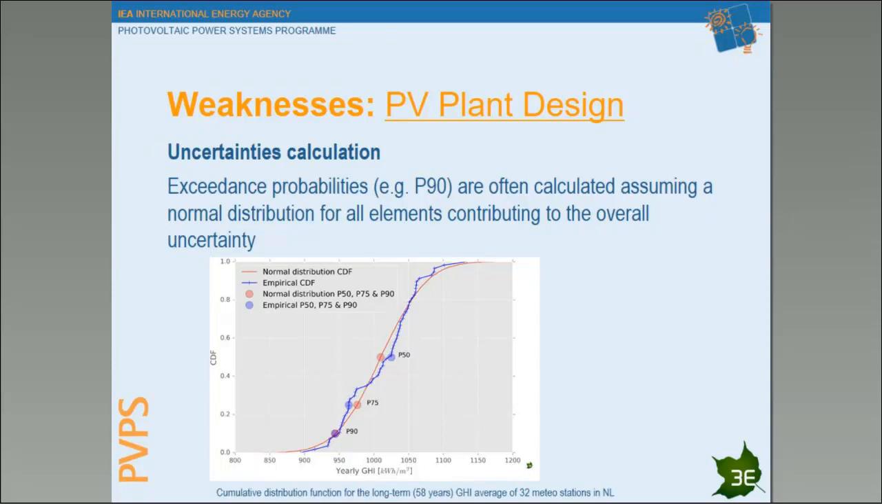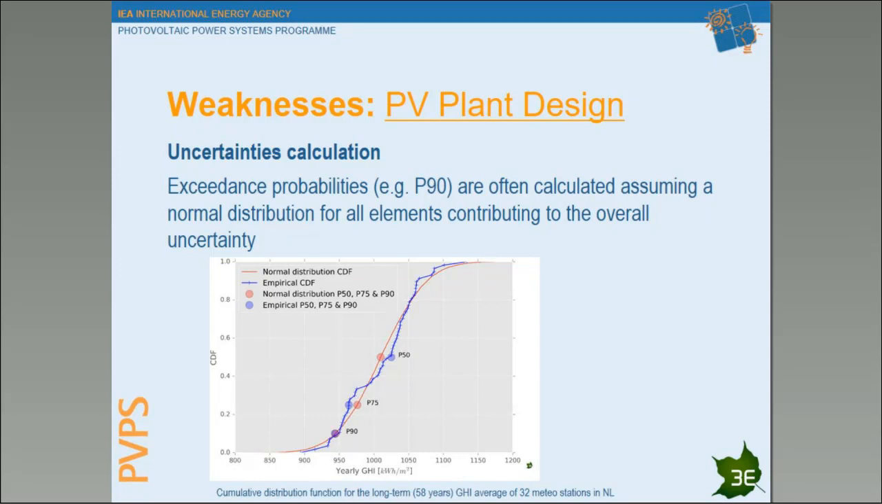Continuing with the uncertainty topic, we also saw that one of the main weaknesses today in the PV plant design phase is the exceedance probabilities. So-called P90 or P75 values are often calculated assuming that all the uncertainties related with the modeling are normally distributed. While this can be true for some of the uncertainties, like for example in the figure you see now, it's exactly the same data as before, meaning average irradiation out of 32 meteo stations in the Netherlands. In this case, it shows that it can indeed be approximated to a normal distribution.